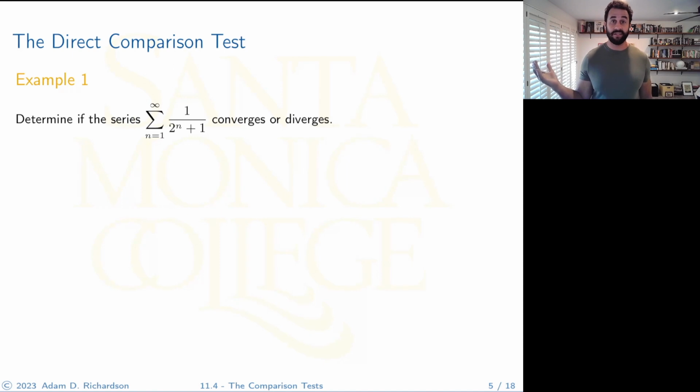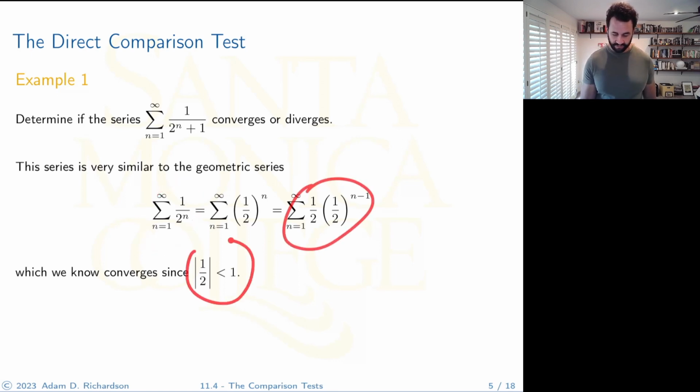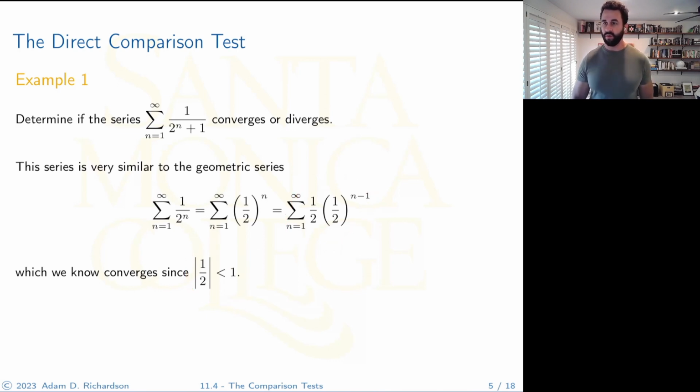But just because I suspect it doesn't mean that it's true. I need to prove it. I need to prove that it is true. So we're going to use the direct comparison test. Here we go. So, like I said, this series is very similar to this geometric series. We know this geometric series converges because 1/2 is less than 1. So if I can show that the terms of the series I started with are less than the terms of this geometric series, then the comparison test will tell me that the series I'm interested in will converge too.